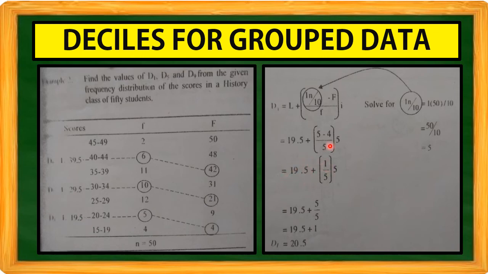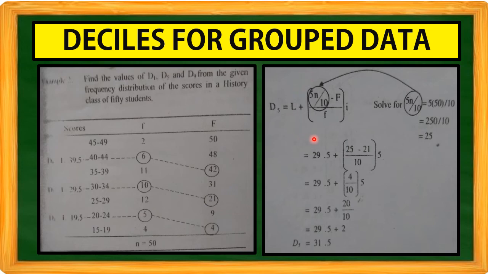And then yung cumulative frequency is the frequency na mababa sa lower limit. Ito po yung 4. Kaya po 4 dito. And then yung frequency dito is 5. So 19.5 plus 1 over 5, or 1 divide 5 multiplied by 5, which is the interval. 19.5 plus 5 divide 5, 19.5 plus 1 is equal to 20.5. Kaya po ang D sub 1 is equal to 20.5.